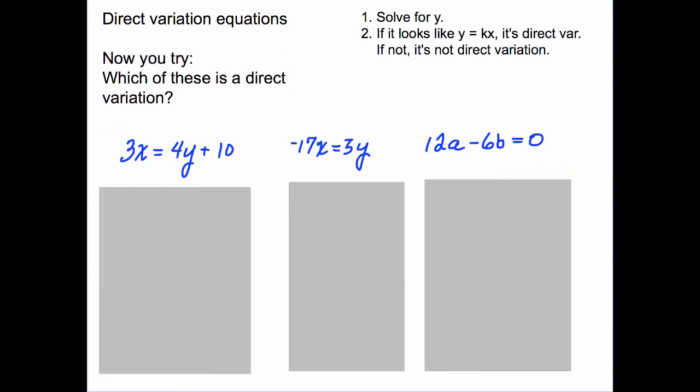Now, I'd like you to try these 3 problems and figure out which of these is a direct variation. Stop the video while you do that, do all the work in your journal, and then restart the video when you're ready to look at your answers.